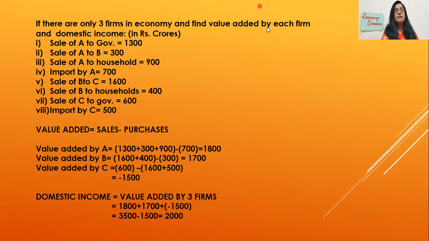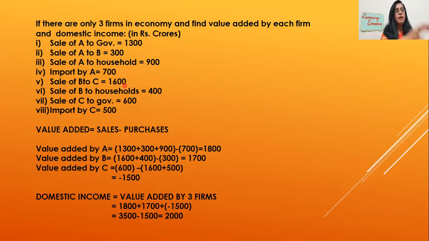And then we had discussed this one also. If there are 3 firms in the economy, find value added by each firm, and domestic income also. Domestic income is NVAFC only, and NDPFC or NVAFC is the same thing. So here we have to do sales minus purchases. I had told you the formula. The formula is only sales minus purchases. And if there is change in stock also given, then we do sales plus change in stock minus purchases, which we will discuss in the next numerical.